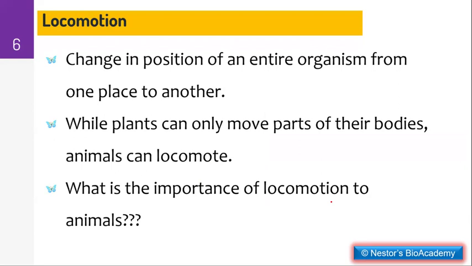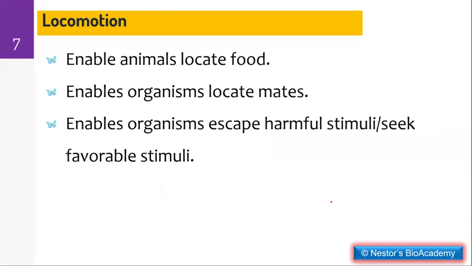Now, why is it important for animals to locomote? What is the importance of locomotion to animals? If you can recall, in Form 1, we discussed that locomotion was important because it enables animals to locate food. It also enables organisms to locate mates. And of course, locomotion enables organisms to escape harmful stimuli or to seek more favorable stimuli, because organisms always live in environments which are constantly changing. It can be warm and cozy one moment, and then all of a sudden it starts raining immensely, and therefore an organism has to seek favorable stimuli or escape that harmful stimuli, and locomotion makes that possible.